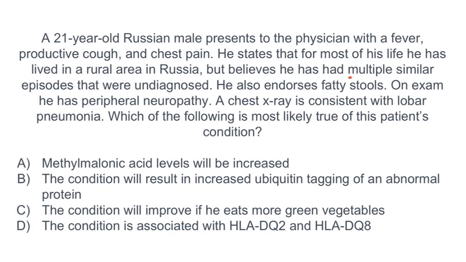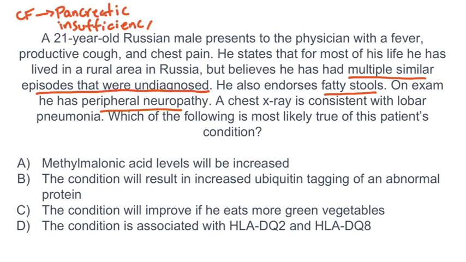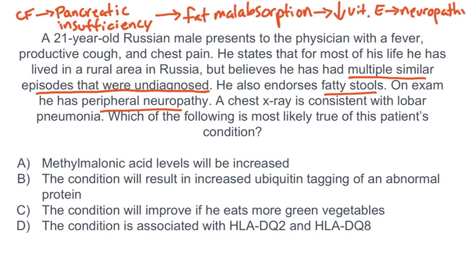From the question stem, hopefully you notice that this patient has a history of recurrent pneumonia. He also has fatty stools and peripheral neuropathy. These findings should make you think of cystic fibrosis. The fatty stools can be explained by pancreatic insufficiency, resulting in fat malabsorption. This can cause fat-soluble vitamin deficiencies, including vitamins A, D, E, and K. Vitamin E deficiency can cause neuropathy, which is what this patient has. So cystic fibrosis results in pancreatic insufficiency, causing fat malabsorption, vitamin E deficiency, and neuropathy. With this in mind, we're asked what is most likely true of this patient's condition.